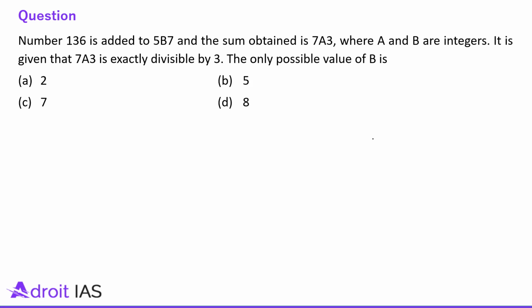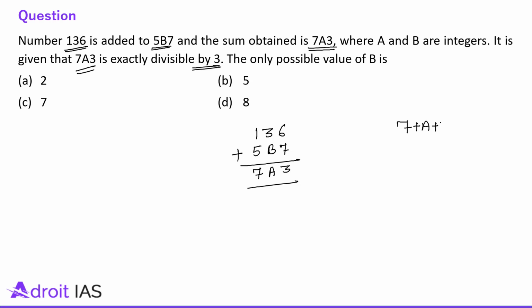Next question says number 136 is added to 5b7 and the sum obtained is 7a3, where a and b are integers. It is given that 7a3 is exactly divisible by 3. If 7a3 is exactly divisible by 3, it means 10 plus a has to be a multiple of 3. So a can be 2, a can be 5, or a can be 8.